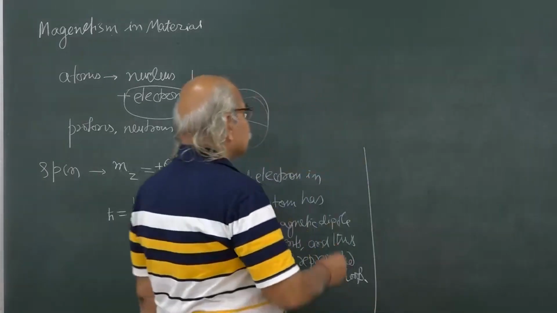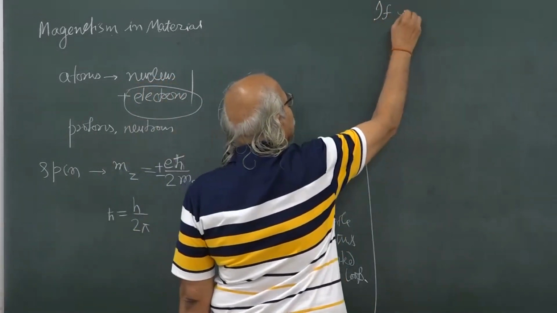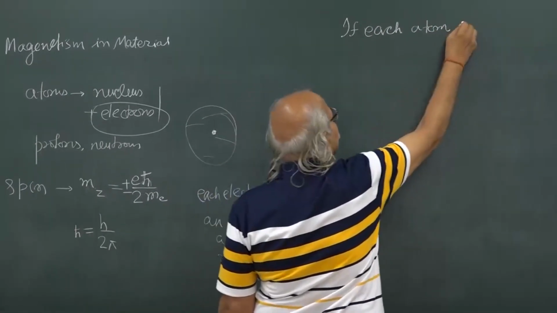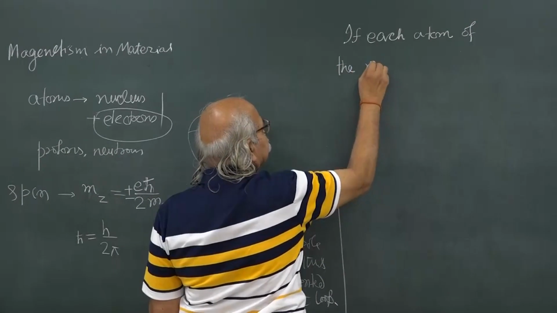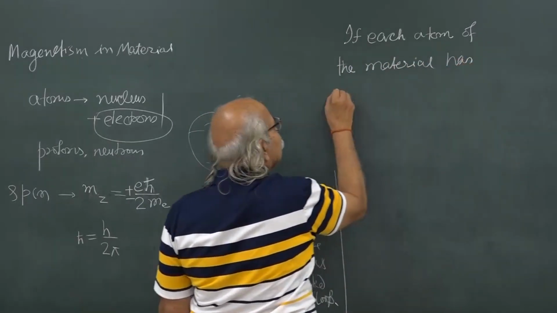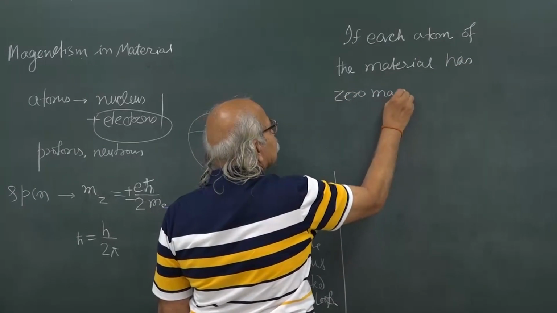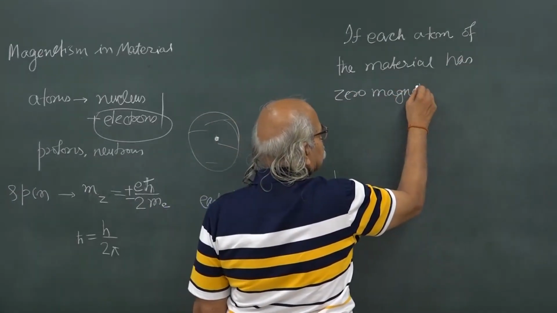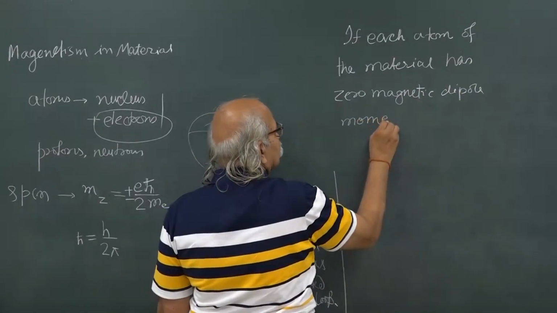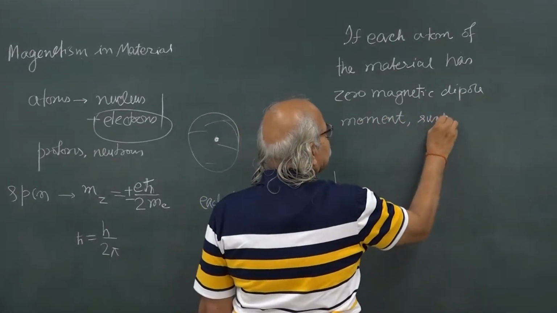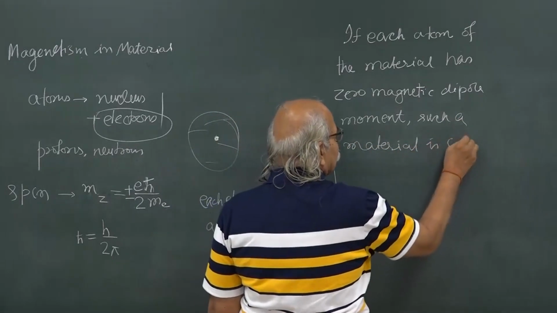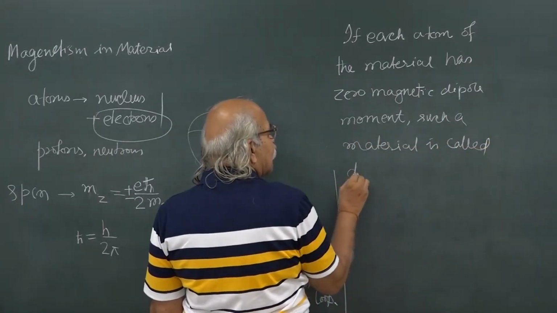So, if that is the case, if each atom of the material of the object has 0 magnetic dipole moment, such a material is called diamagnetic material.